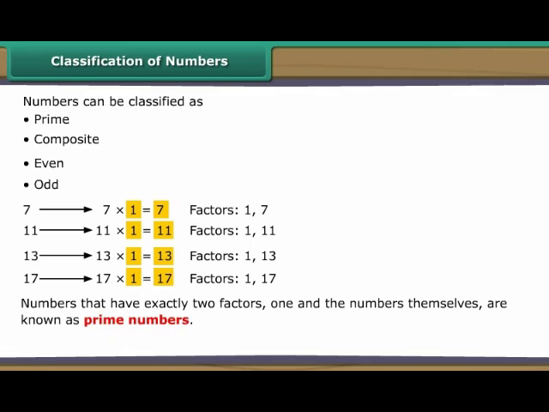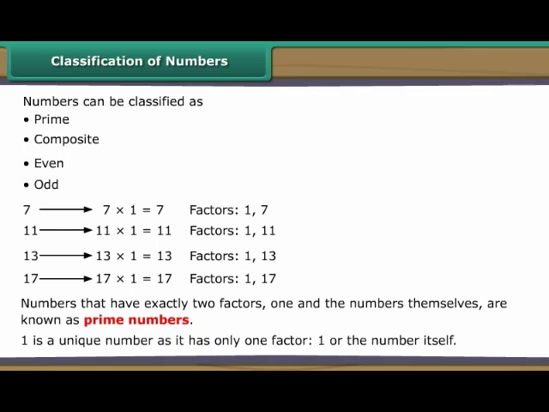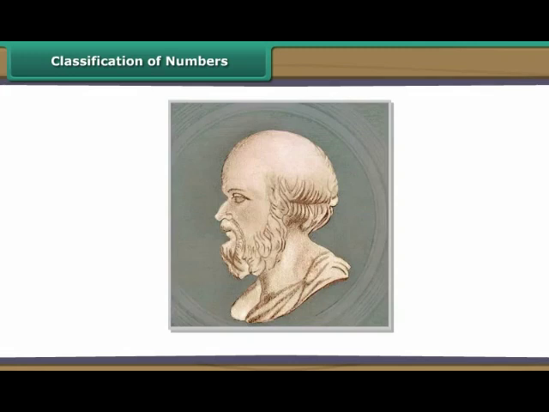Numbers that have exactly 2 factors, 1 and the numbers themselves, are known as prime numbers. 1 is a unique number. It has only 1 factor, 1 or the number itself. A Greek mathematician called Eratosthenes devised an easy method to locate the prime numbers between 1 and 100. Let us take a look at this method.